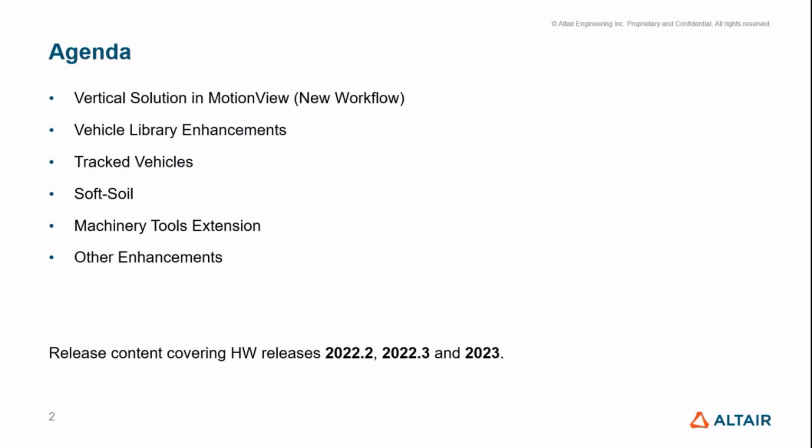So the agenda that I'll be covering starts with the vertical solution in Motion View as an overall, mainly focused on the vehicle, but overall the new workflow that we have in there. Then we're going to talk about the enhancements that we have in the vehicle library, the track vehicles, the soft soil, and then a new vertical that we are providing, the machinery tool extension, and then a few other enhancements.